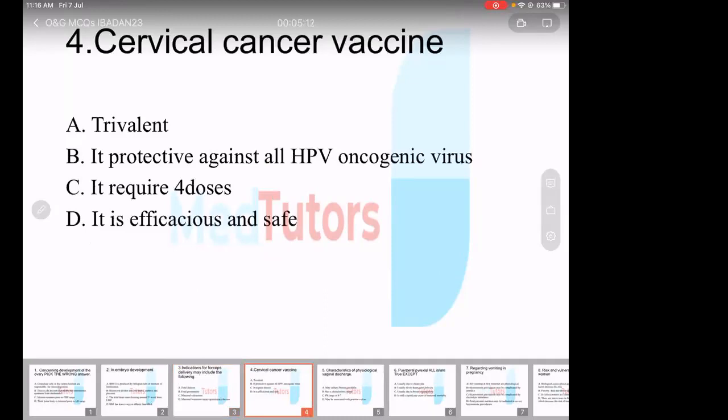So the fourth question here says, regarding cervical cancer vaccine, A, it is trivalent. B, it is protective against all HPV oncogenic viruses. C, it requires 4 doses. D, it is efficacious and safe. So let's discuss a bit about cervical cancer vaccines. There are basically 2 main types of the cervical cancer vaccines. We have the Cervarix and the Gardasil. So we have a bivalent vaccine and a quadrivalent vaccine. So obviously A is out of the way. There is no trivalent vaccine.